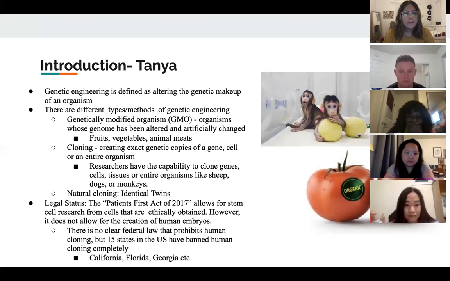So currently in the United States, cloning is not legal in 15 states where it's banned completely. However, there is no federal law that prohibits human cloning, but a few of these states that prohibit it completely are states like California, Florida, and Georgia. But yeah, the Patients First Act of 2017 allows for stem cell research from cells that are ethically obtained.